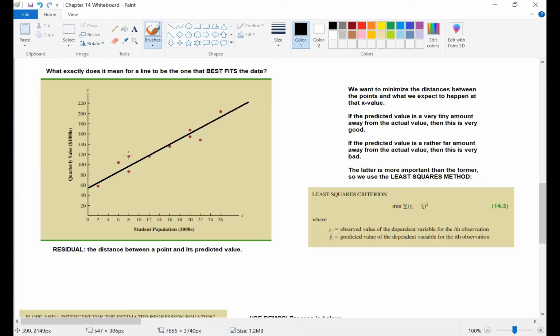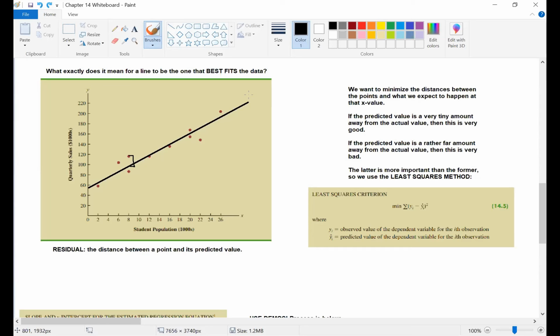So let's consider this point and the distance between this point and the line. That is called the residual. The residual, the distance between a point and its predicted value. That'll come up on the web work. I don't put it on the exam because this is implicitly taken care of on the exam, but there will be a definition question like this on the web work. In essence, we use the residuals in the process of figuring out our regression.